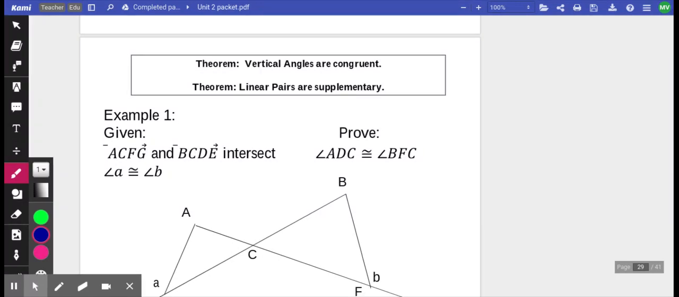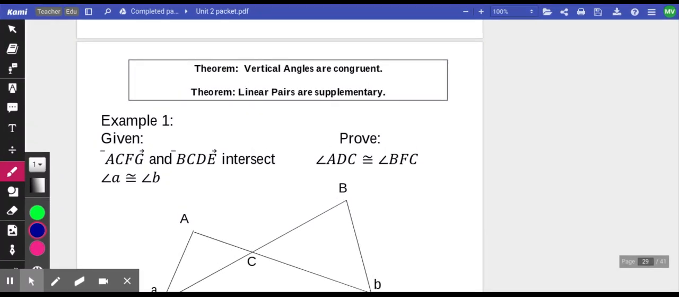And it's extremely short. So our two theorems for today are: vertical angles are congruent, and linear pairs are supplementary. These are two things we've already talked about this year, and they're very useful.